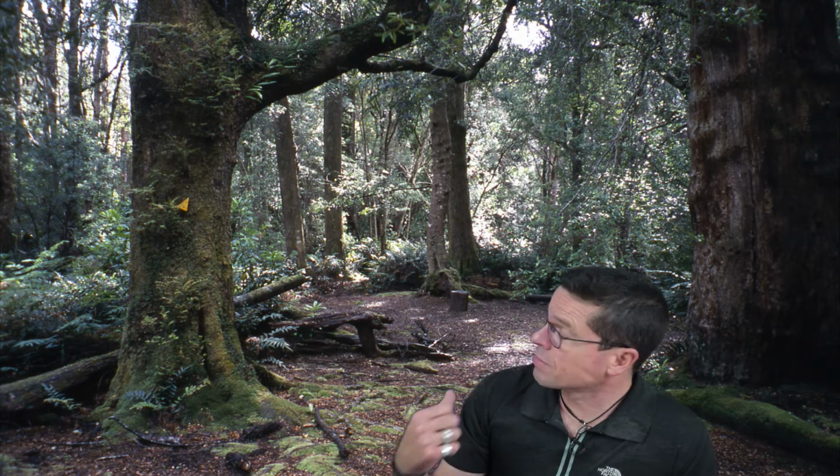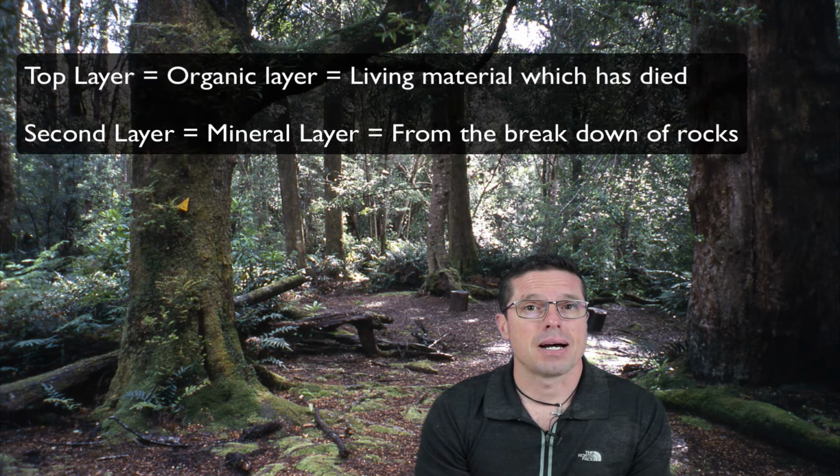The first component is made up of living things. So things like forests make up what's called the top layer or the organic layer. And then when we have rocks that get weathered away or eroded, they make up what's called the mineral layer. So soil's often made up of two different things: parts from living material and parts from non-living material. And it all gets mixed up together.